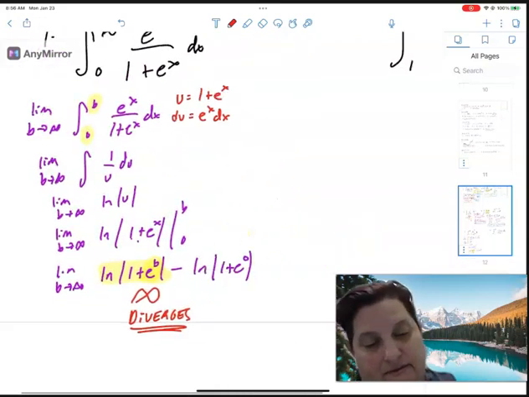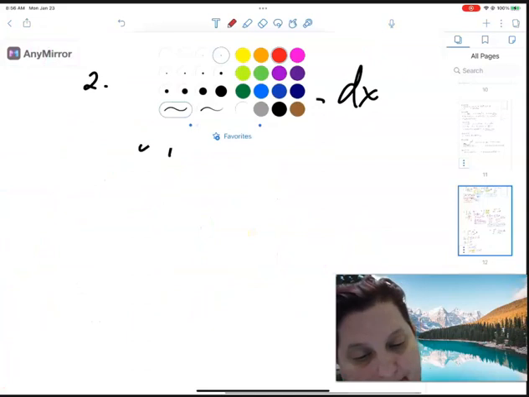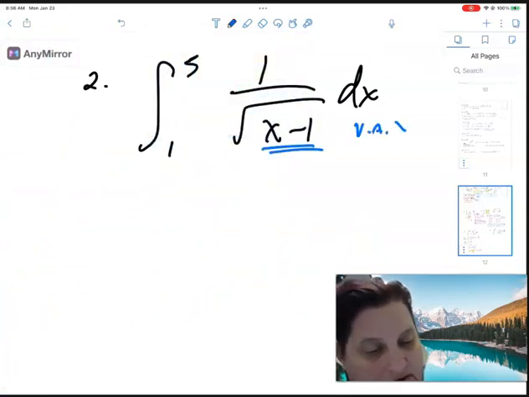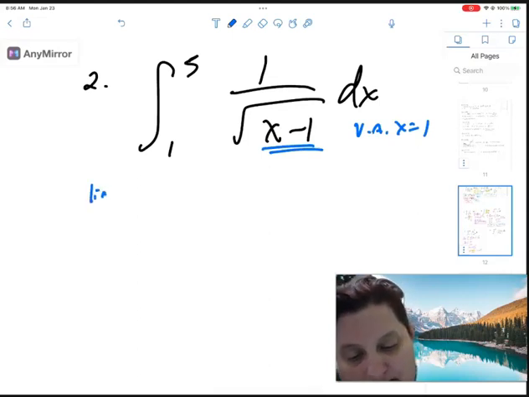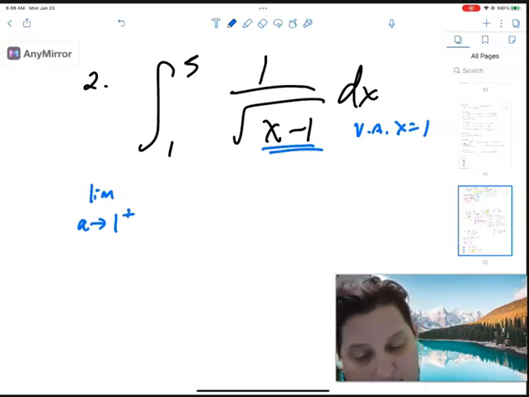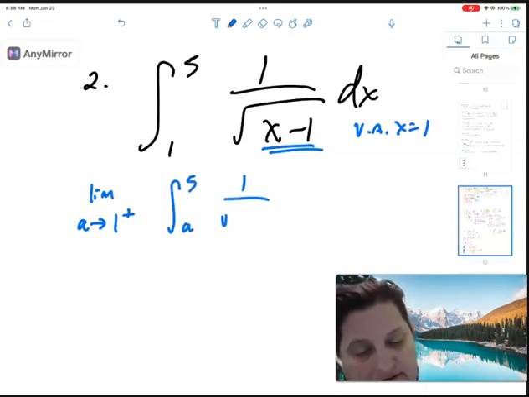Now let's look at number 2. All right. I can see that the problem is right here. I have a vertical asymptote at 1. So what I need to do is the limit as a approaches 1 from the right, because from 1 to 5, those are numbers to the right of 1. And then I need to do the integral from a to 5 of this.